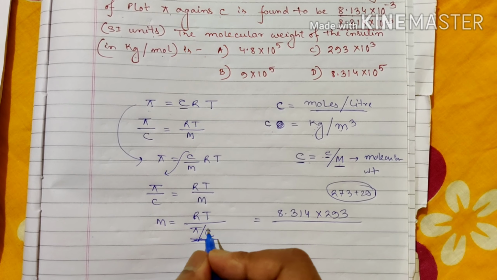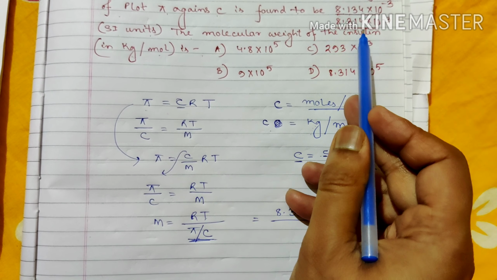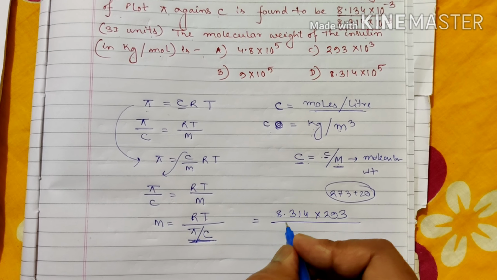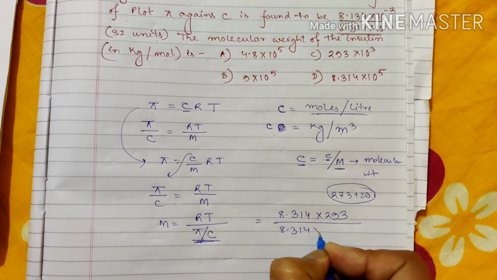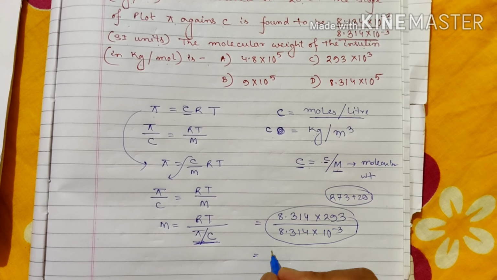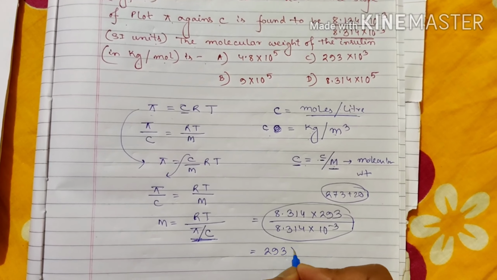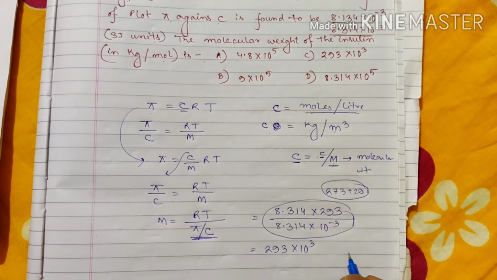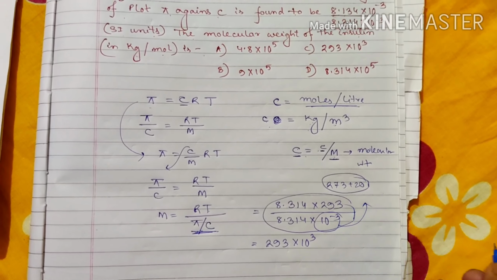This value is already given in the question, which is 8.314 into 10 to the power minus 3. You calculate this, you will get the answer around 293 into 10 to the power 3, because this will go in the numerator.